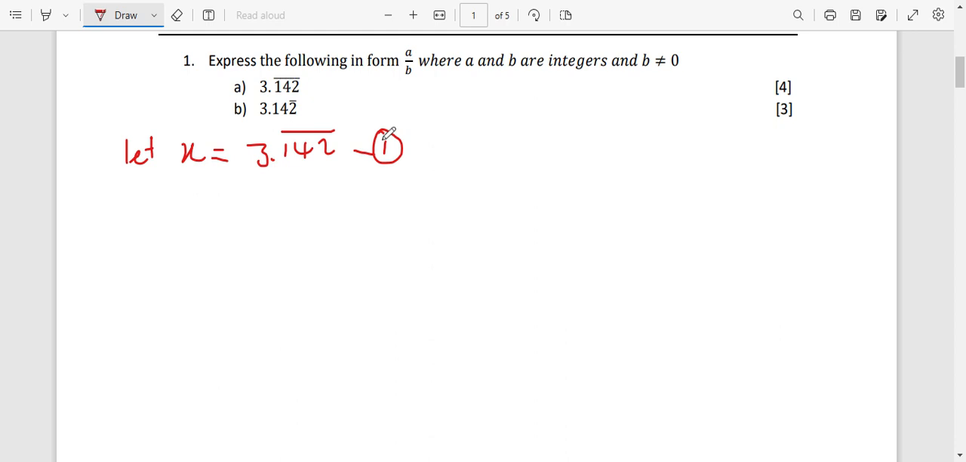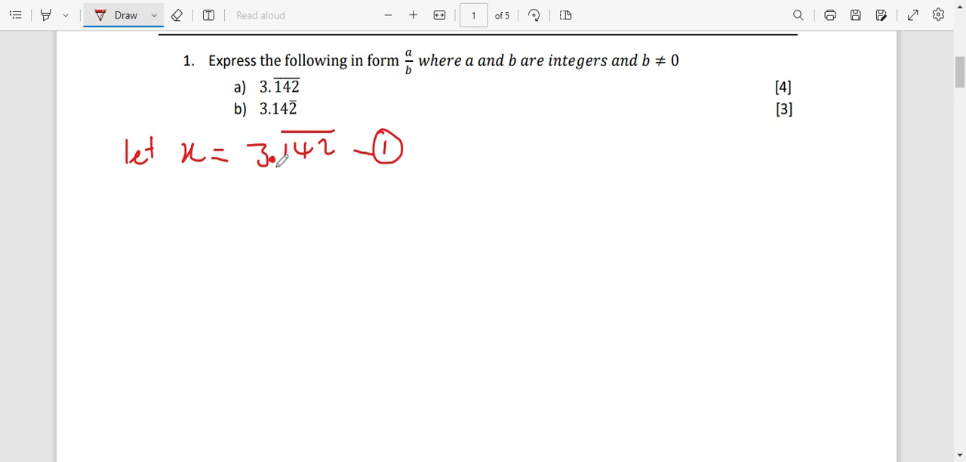Now, after that, the next thing that you have to do is make sure that the decimal point is in front of the bar. In this case, the decimal point is already in front of the bar. That means that stage is going to be skipped. After making sure that the decimal point is in front of the bar, also make sure that the decimal point is behind the bar. That means it should be behind the 2, right?